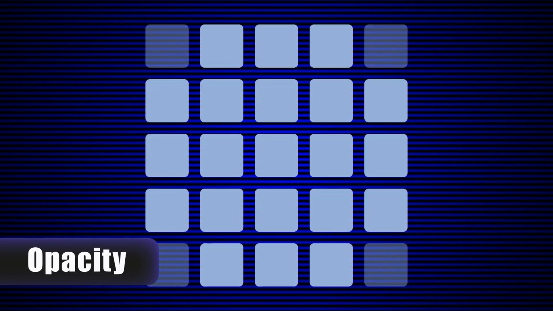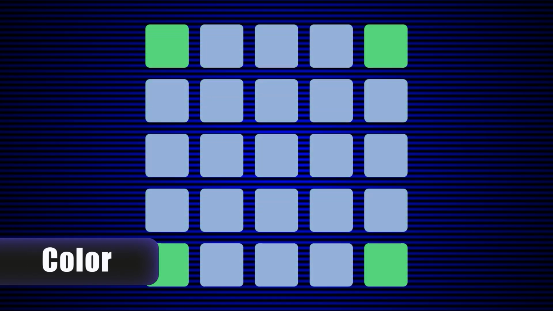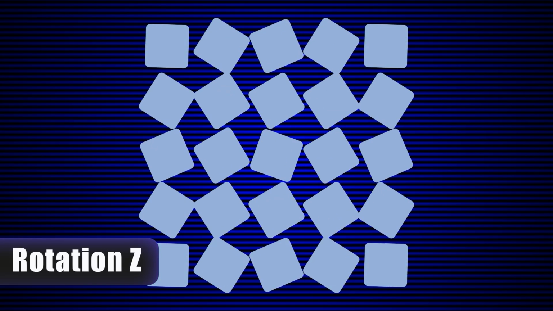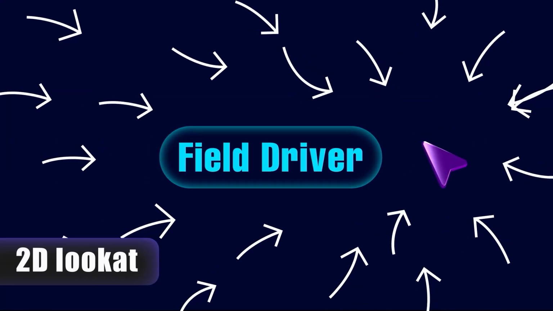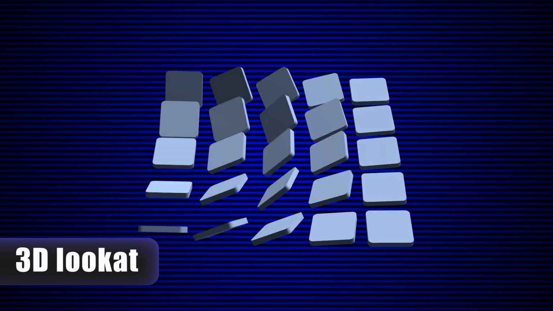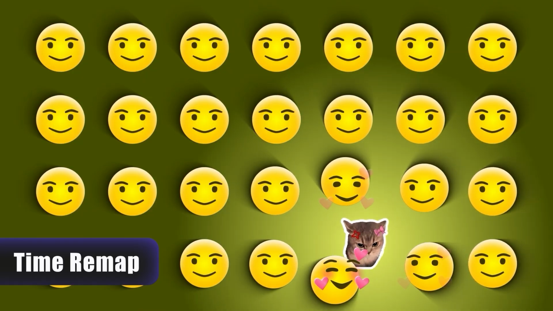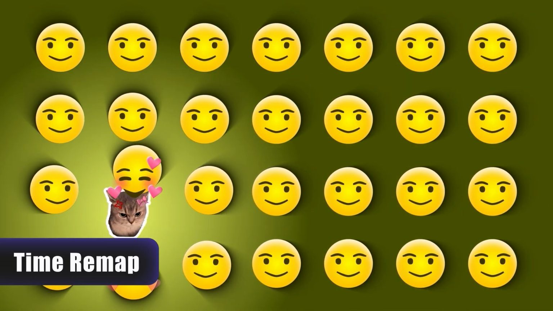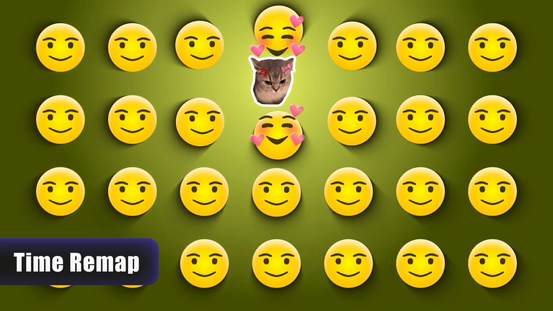Scale makes them grow or shrink. Opacity fades them in or out. Color affects the color response. Rotation Z adds to derotation. To LookAt makes layers face toward or away from the controller. The 3D options are for 3D layer setups. And time remap lets proximity affect playback timing, which is useful for footage and precomps.